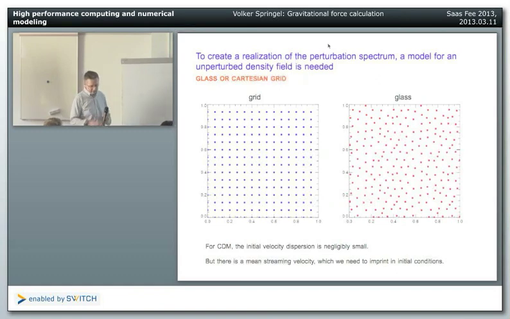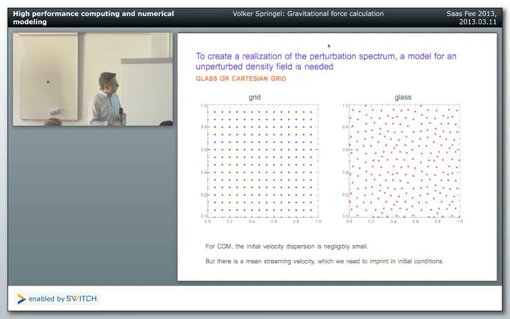One is, for example, using a glass. This is this distribution on the right. You see, this also looks kind of regular. This is not a random distribution. A random distribution would be that you throw the points randomly into your box. That is a so-called Poisson sampling. The power spectrum of this is flat. Okay, it's white noise. But there is a relatively large white noise everywhere.